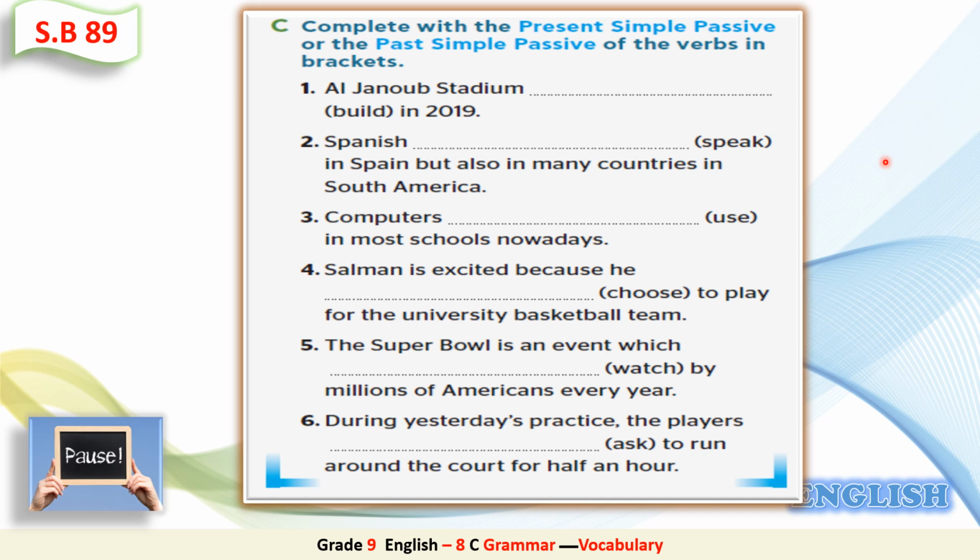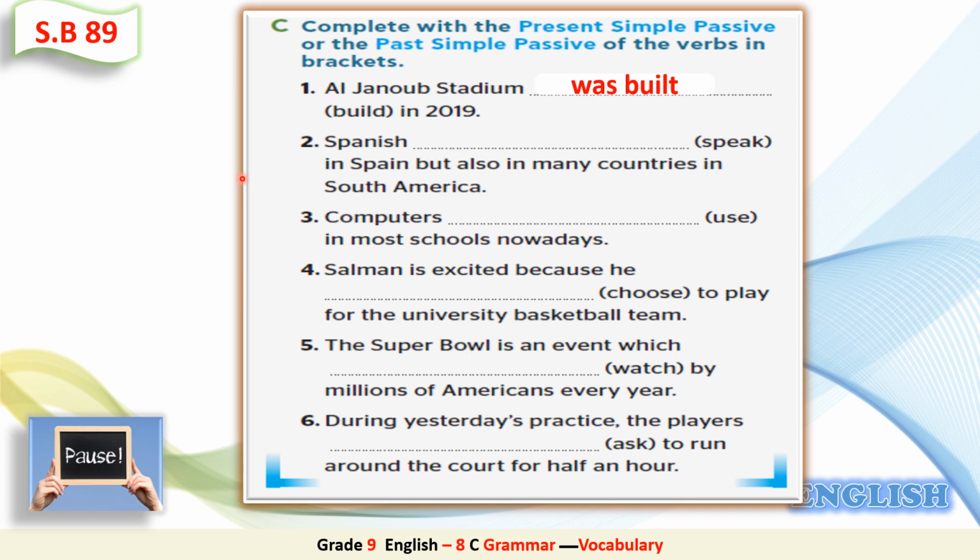Okay, now let's do the first one. What do you think the correct answer is? Excellent. It was built. Why? Because here we are talking about the past. We have 2019. And Al Janoub Stadium is singular. So we use was plus the past participle of the verb build, which is built.